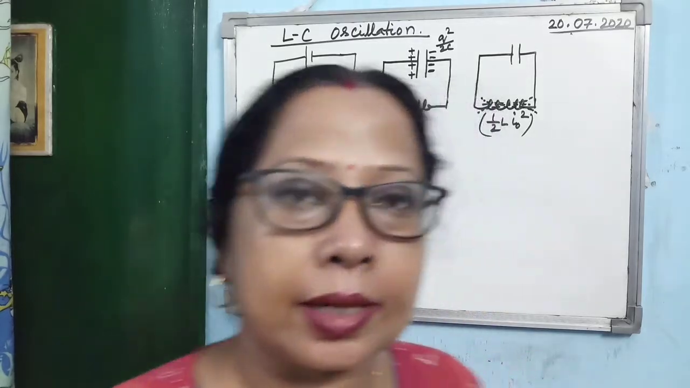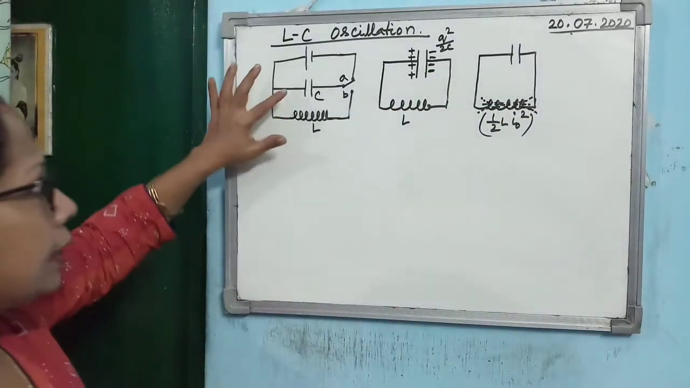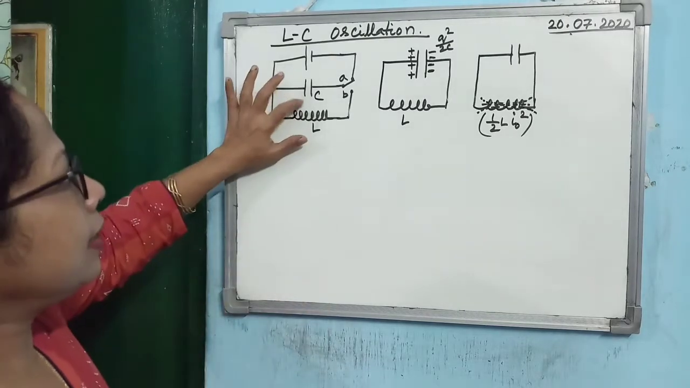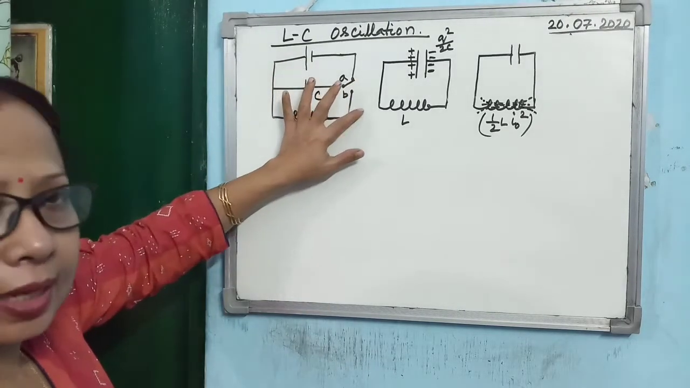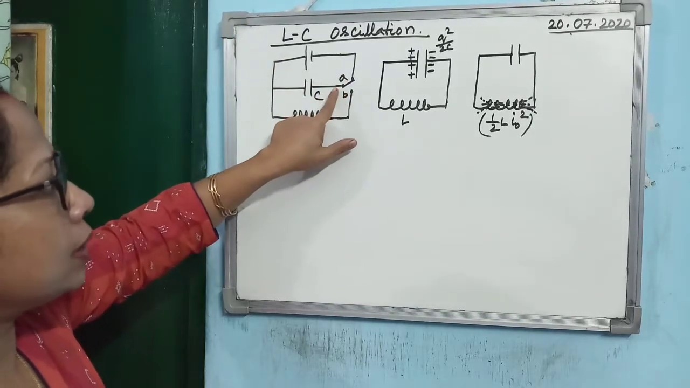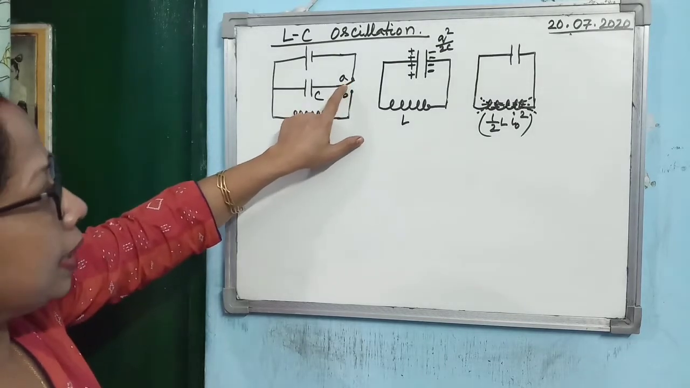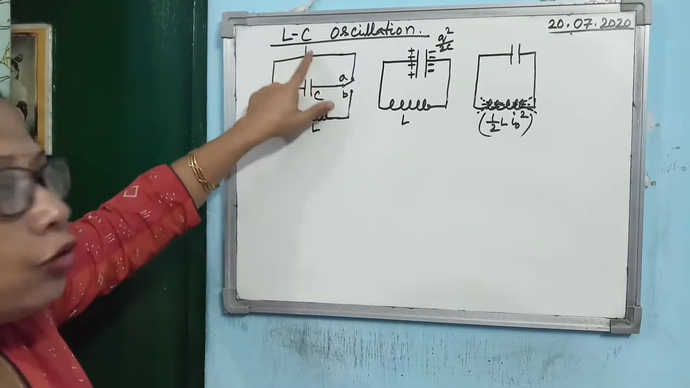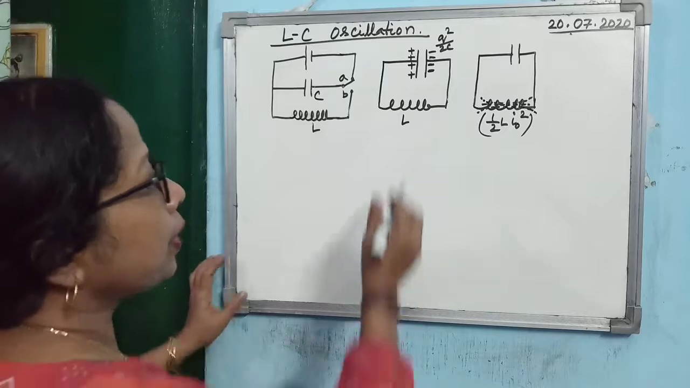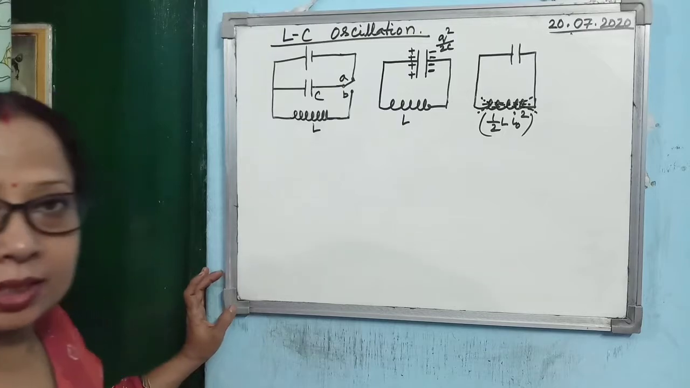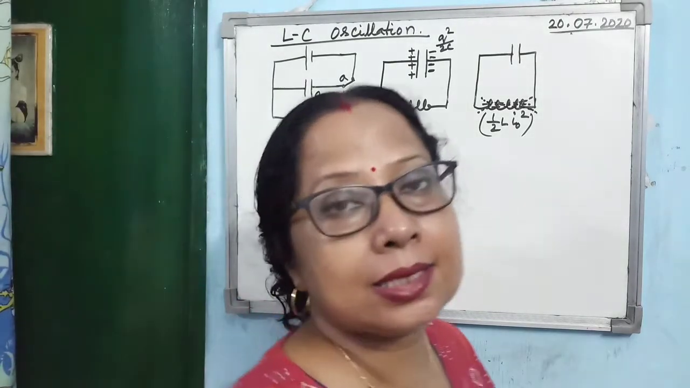Then the next topic I am starting is LC oscillation. The LC oscillation circuit we make like this: a capacitor and an inductor are joined together, connected with a two-way key, and there is a battery here. First of all, when you press the key and connect it at point A, the capacitor gets fully charged. Now a fully charged capacitor, when it is connected to an inductor, is known as an LC circuit.